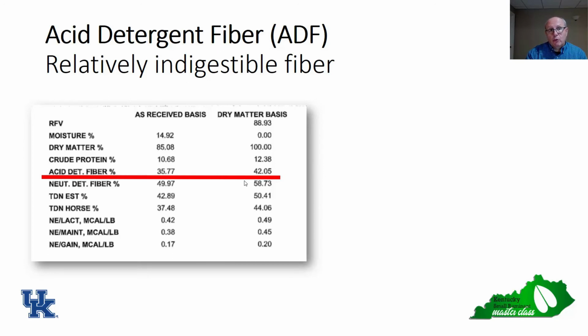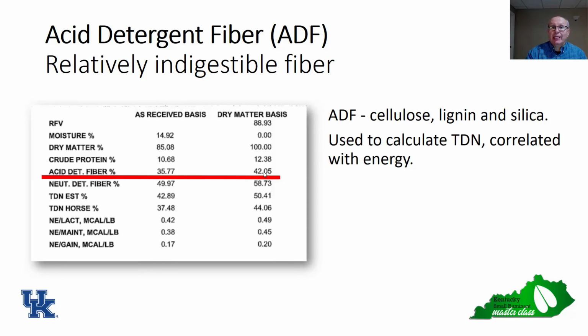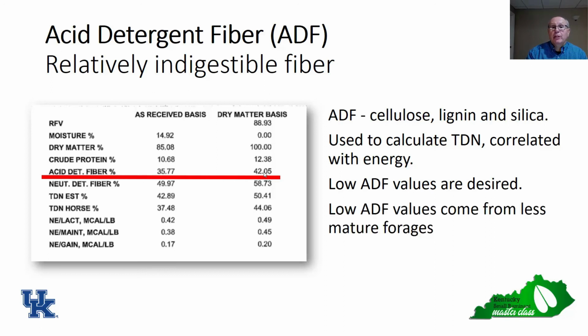Now ADF, or acid detergent fiber, which we have said is the relatively indigestible fiber in that plant cell wall, or that fiber in the gum that you have chewed until the sweetness is gone. And in this case, the acid detergent fiber is 42%. ADF is cellulose, lignin, and silica. It's used to calculate TDN, correlated with energy in a negative way in that high ADF means low energy. So low ADF numbers are desired. Low ADF values come from less mature forages.